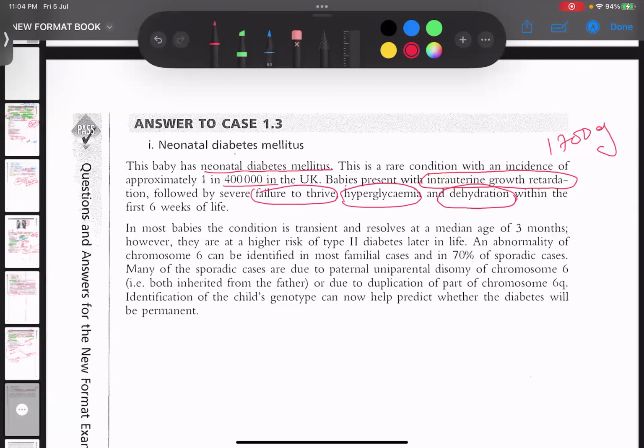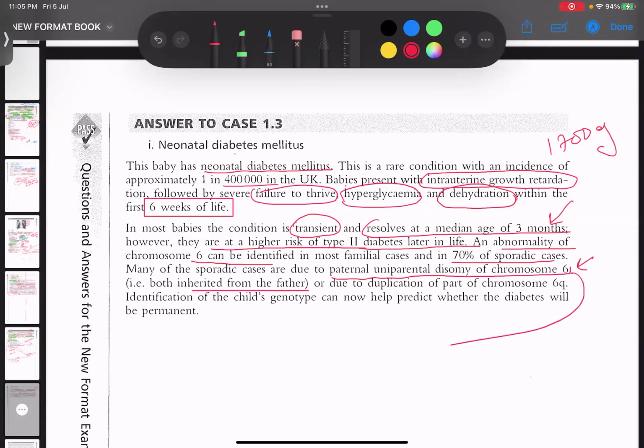along with, within the first 6 weeks of life. That's why they are considering neonatal plus 2 months extra. In most babies, the condition is transient and resolves at a median age of 3 months. However, they are at higher risk of type 2 diabetes later in life. An abnormality of chromosome 6 can be identified in most familial cases and 70% of sporadic cases. And many of the sporadic are due to paternal uniparental disomy of chromosome 6, both inherited from the father.